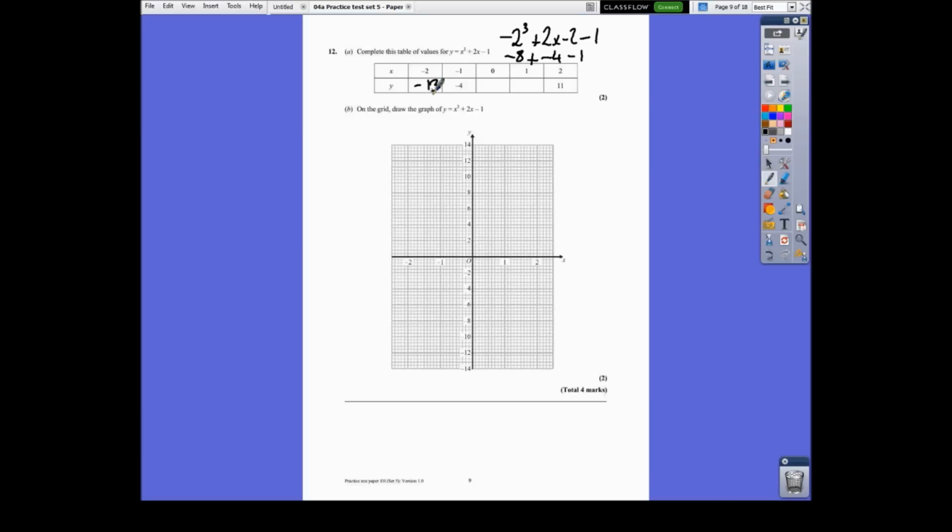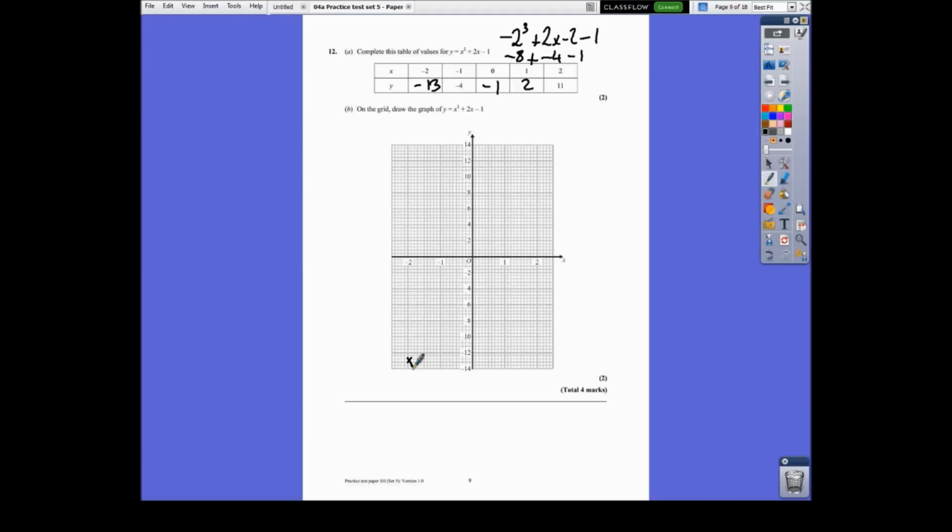When x is 0, it'll just be minus 1, because all the x terms cancel out. And when x is 1, 1 cubed is 1, 2 lots of 1 is 2, and then take 1 would give us 2. Plot that on the graph. We need to go to x is minus 2 and y is minus 13. So that will be down here.